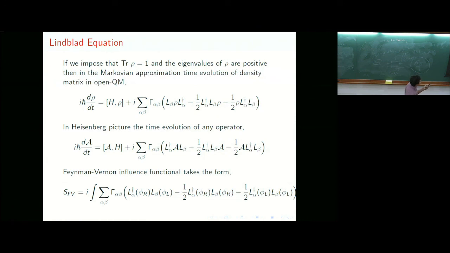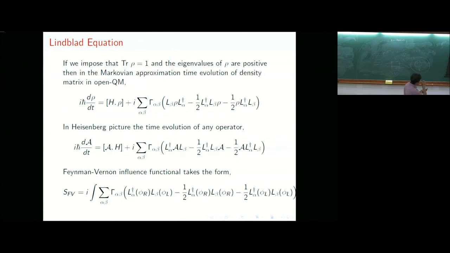And here we see that this term, that is commutator of H and rho, comes from the unitary evolution, and the rest come from the non-unitarity. So here gamma alpha beta are coupling constants. This L alpha, L beta, these are called Lindblad operators.